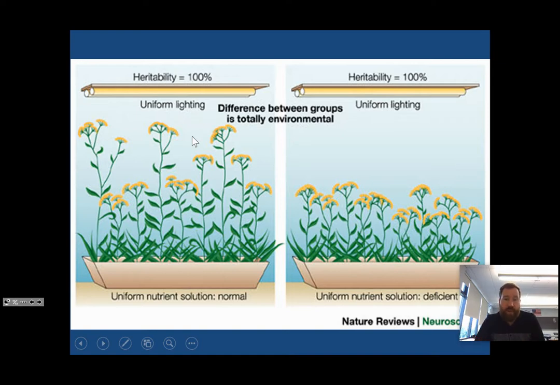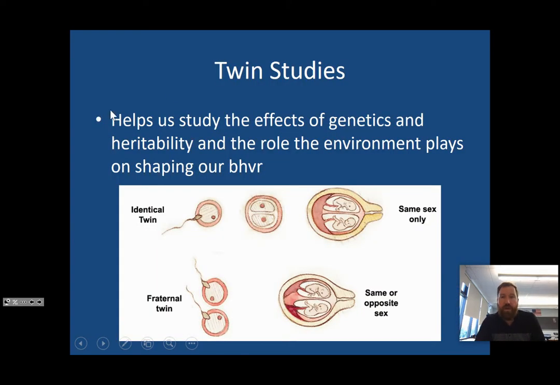Okay, and again, the way we usually do this is through twin studies. Remember that identical twins are genetic copies of each other. What happens is a sperm fertilizes an egg, and then after that happens, something occurs in the woman's body that causes the egg to split into two copies of itself, and that creates identical twins. Notice identical twins have to be the same sex. They are genetically the same.